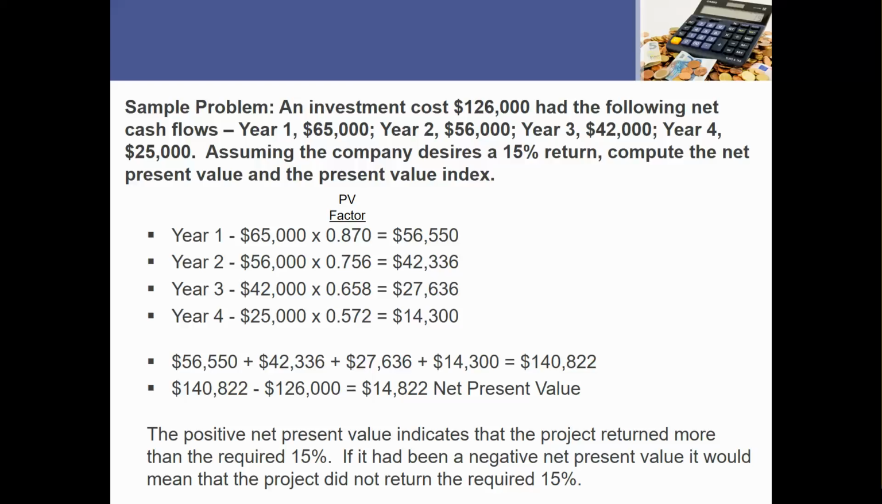If it had been a negative net present value, it would mean that the project did not return the required 15%. It wouldn't mean that we lost money on this project. It would just mean that we didn't make 15% on this project.